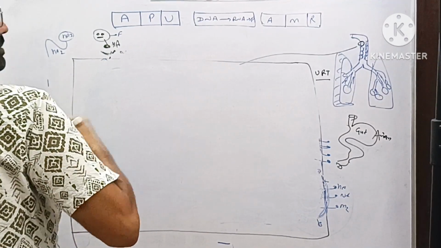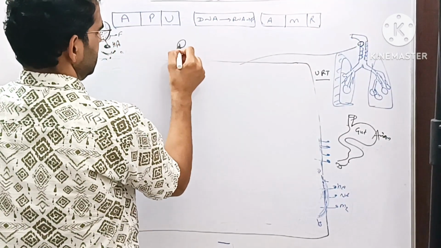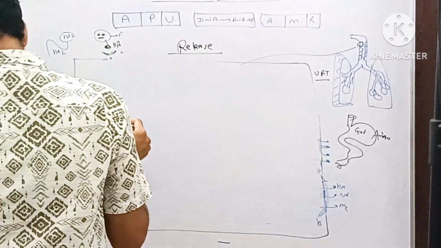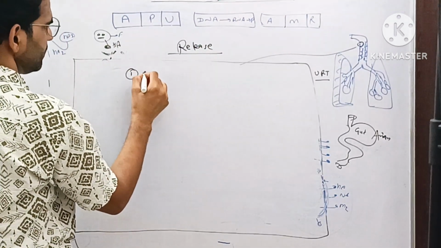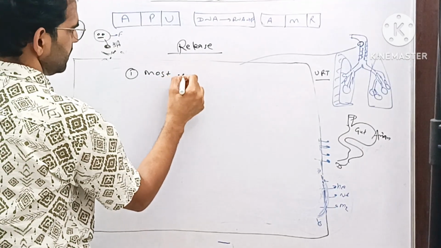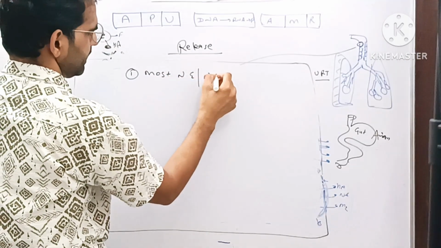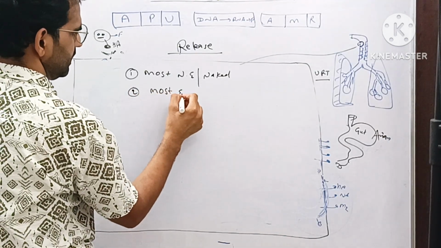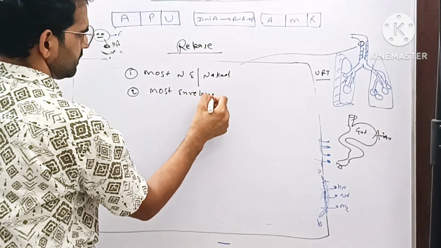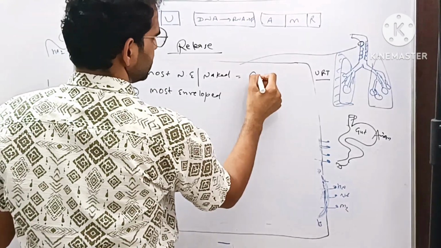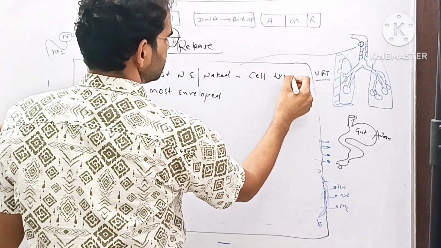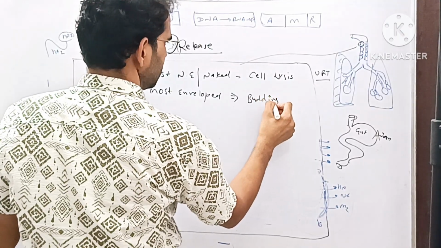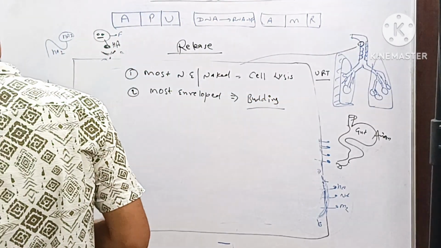So the last step is the release. If we look at the release, as we know, number 1, most non-enveloped, that is naked viruses, and number 2, most enveloped viruses. Their release mechanism is known as cell lysis, and the mechanism for enveloped viruses is known as budding.